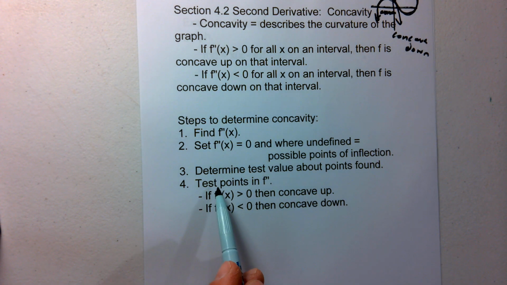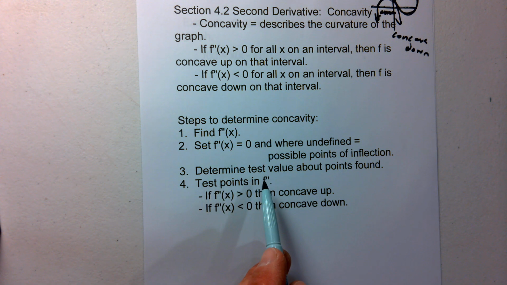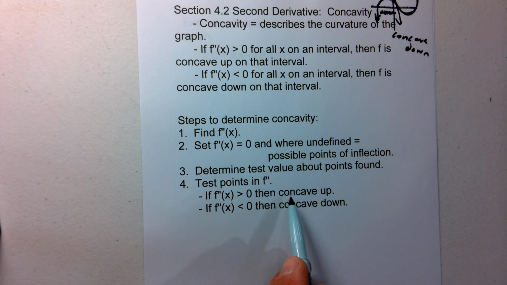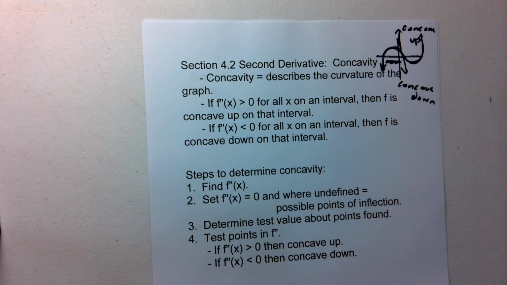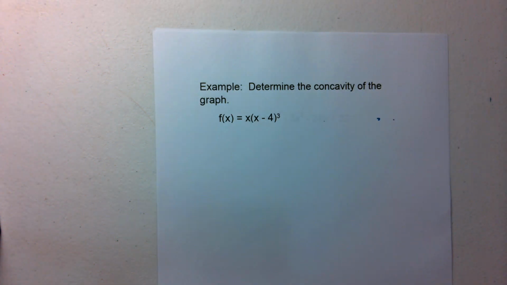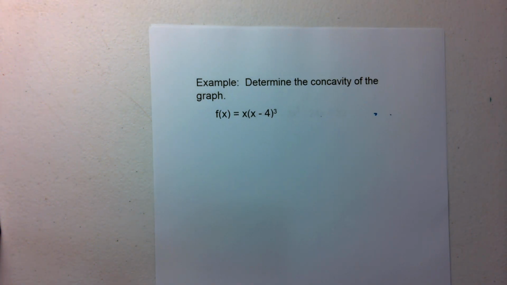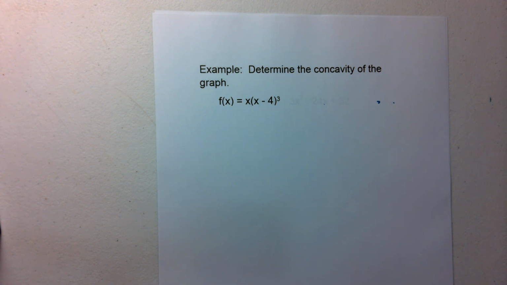Then we're going to create a test. Just like we did with our increasing and decreasing intervals, we're going to do a second derivative test for concavity. If it's greater than 0, it's going to be concave up. If it's less than 0, it's going to be concave down. So I've got just a couple of examples today. It's not going to be too miserable. Again, we're just looking to see what the concavity is. Eventually, we're going to use it to graph a function.